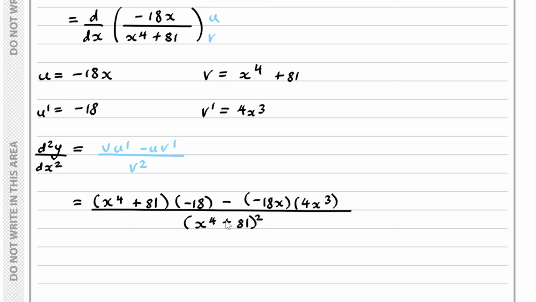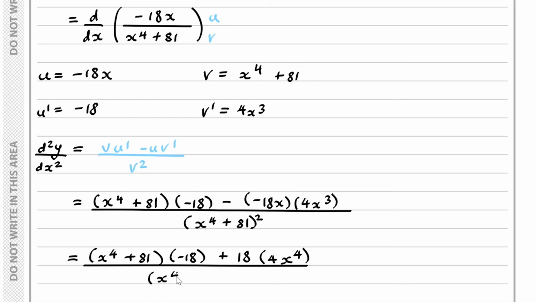And if we tidy all this up, what we can do over here is multiply this x by this x cubed, which will get us an x to the 4. So here we have x to the 4 plus 81, lots of minus 18, minus and a minus give a plus. So we have plus 18 lots of 4x to the 4. Okay? And on the bottom, we have x to the 4 plus 81 squared.